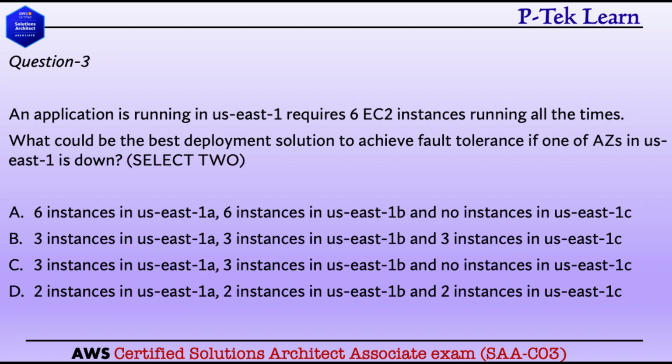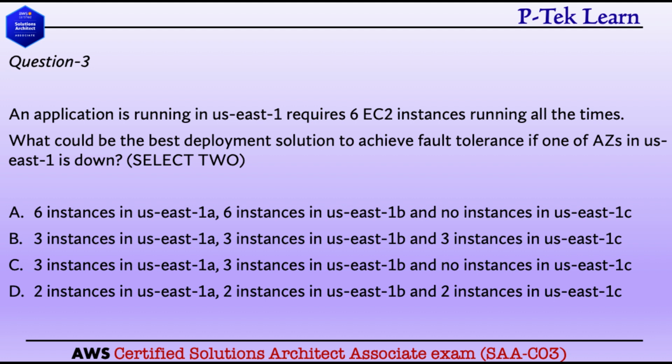Question number 3. An application is running in US East 1 and requires 6 EC2 instances running all the time. Okay. So what could be the best deployment solution to achieve fault tolerance if one of the availability zones in US East 1 is down?